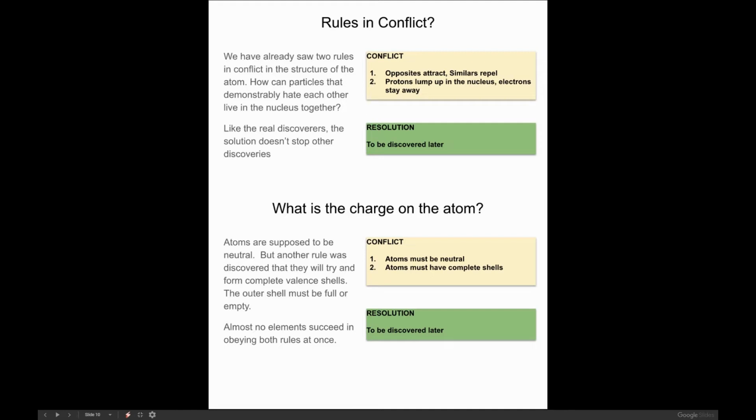But I want you to think about how you could make those two rules work. What does it tell you is required to make this conflict go away? The second conflict we're going to solve first. Atoms must be neutral, and a second rule was discovered in nature that atoms must have complete valence shells. That is, the shell should be totally full or completely empty. There should not be partial valence shells. And we will see this resolution on Friday.